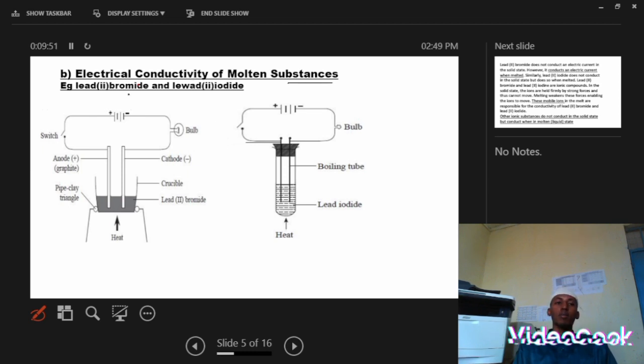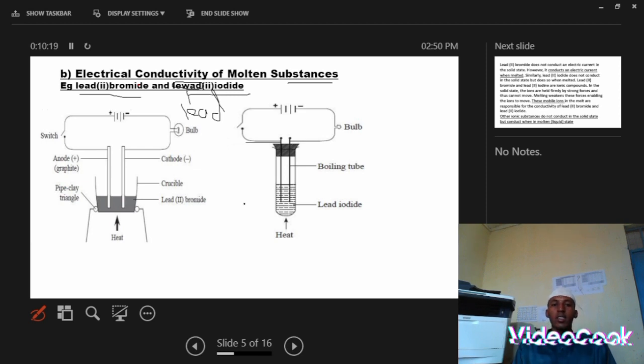Next, we go to the effect of conductivity on a molten substance. For molten substances, most examples take lead-2 bromide and lead-2 iodide. Here we have shown you the diagram. Lead-2 bromide and lead-2 iodide are ionic compounds. The bond they have is between a metal and a non-metal.